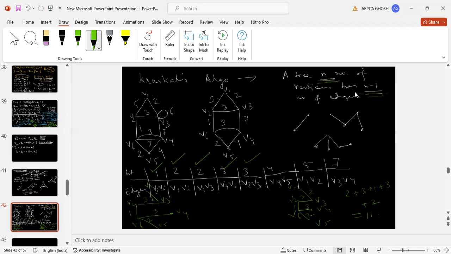A tree with n number of vertices has n minus 1 number of edges. Since we are having 6 vertices, the tree should have 5 edges. Once we have got 5 edges, we will leave at that stage.